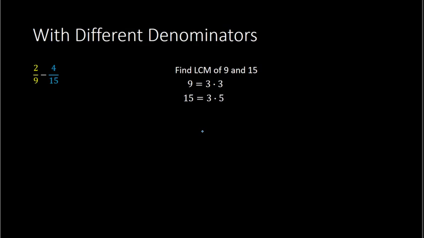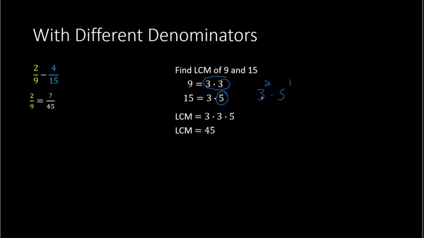So for the least common multiple, I see what factors I've represented. So I see 3's and I see 5's. And I take the most of each of these. So looking at the 3's, the 9 has more 3's with 2 of them. So I take 2 3's. And the 5's, this 15 has the most with 1 of them. So I take 1 5. And then I multiply those together. So I have 3 times 3 times 5, which is 45. So my denominator is 45.